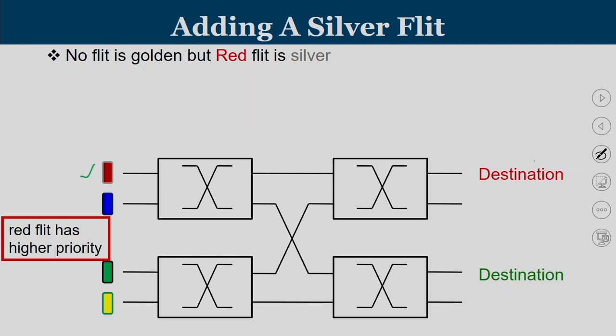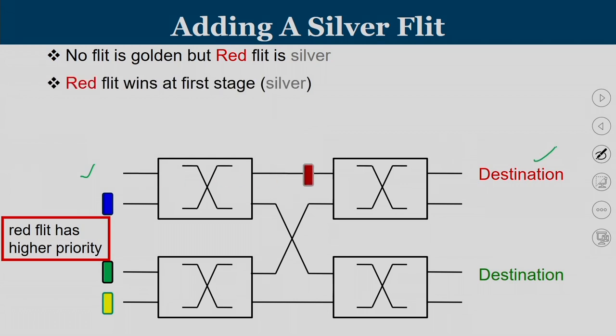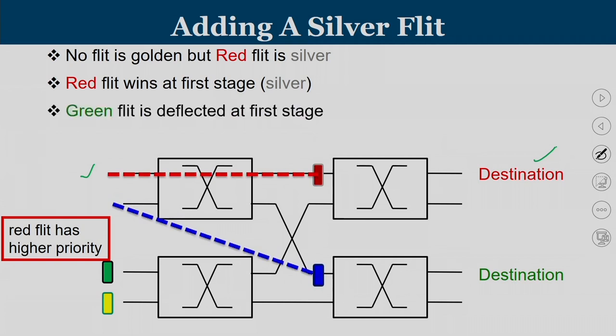Now, the red flit wants this as the destination. So, the red flit wins at the first stage because it is silver. The red will go straight, and the blue will come down. Let us say the green flit is deflected at the very first stage, just like what we have seen in the previous example. So, the green is deflected away, giving way. The yellow is given a productive port and the green is going to come out.